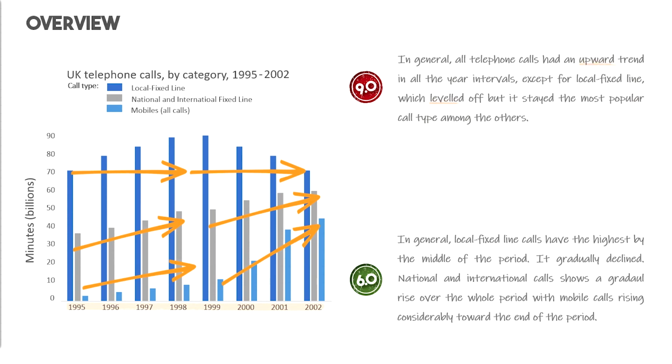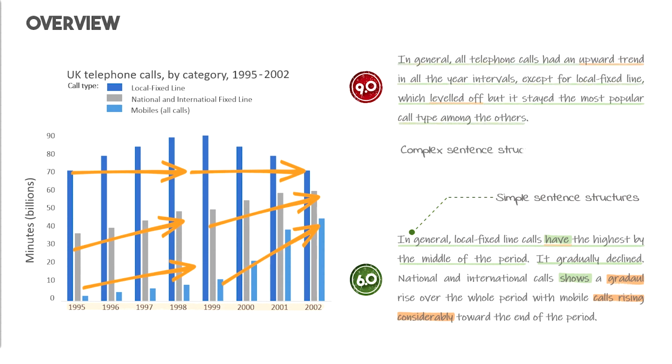We can see that both the examples include the trends of the bar graph, which are very significant in writing an overview. But the Band 6.0 example uses simple sentences with errors in spelling, verb formation, and punctuation. In contrast, the Band 9.0 example uses complex sentences with accurate verb form and advanced choice of vocabulary.